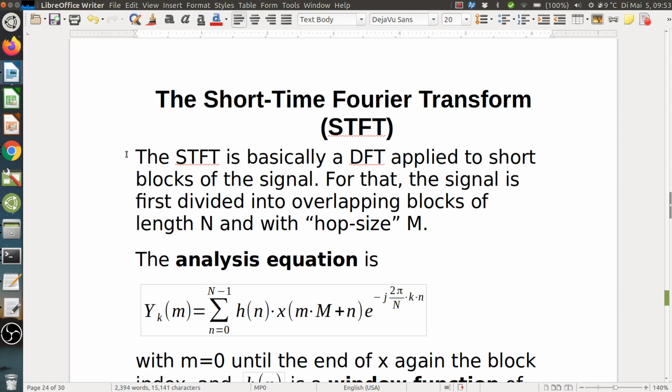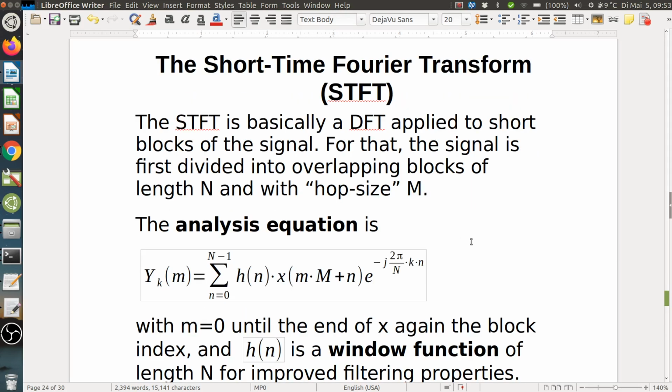Okay, so this leads us to the short time Fourier transform, STFT. The STFT is basically a DFT applied to short blocks of the signal. For that, the signal is first divided into overlapping blocks of length N with hop size M. So here we look at short pieces of our signal.